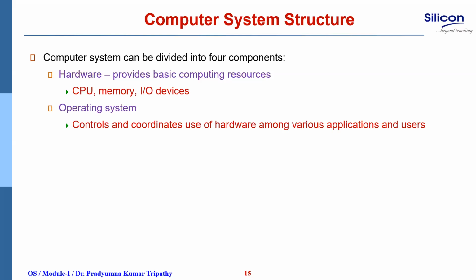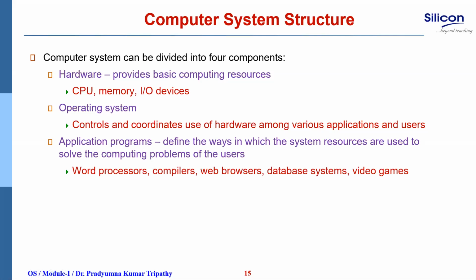Operating system controls and coordinates use of this hardware among various applications and users. There are various applications which might be using this hardware, and various users using different applications requiring various hardware, even overlapping hardware. The operating system is responsible for controlling and coordinating all of that.